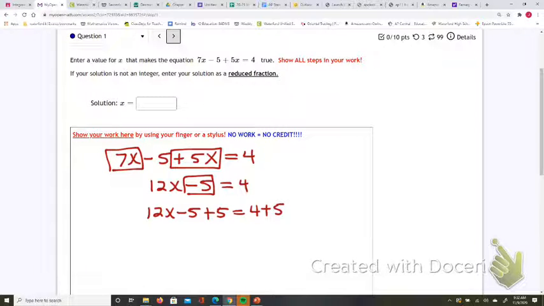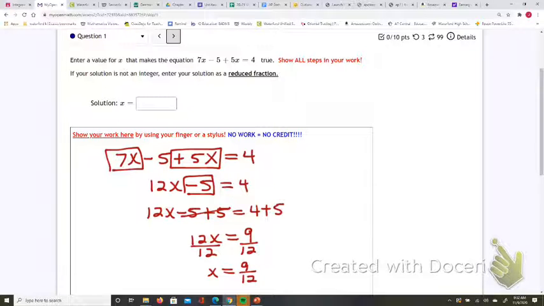Minus 5 plus 5 is 0, and we end up with 12x equals 9. Okay, the last step in solving is to undo the multiplication. So to undo the multiplication, we find our x again, and we find the number that's right next to the x, and that's the 12. So we're going to divide by 12, divide by 12. 12 divided by 12 is 1x equals 9 divided by 12, or 9 over 12.